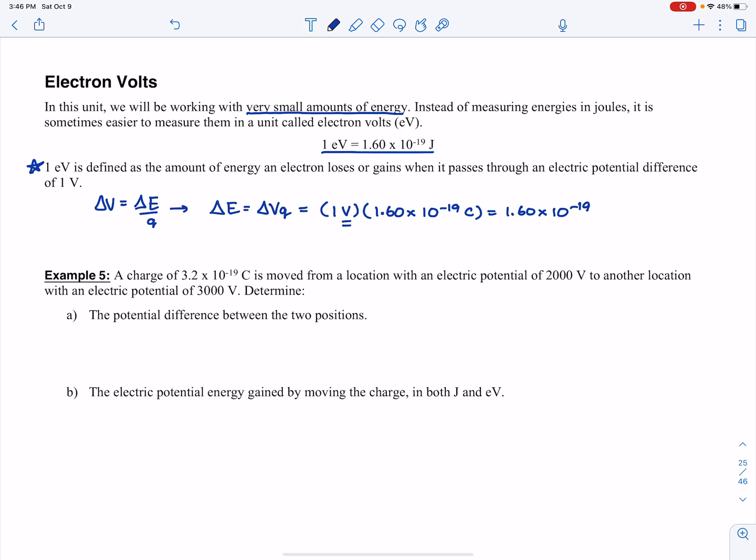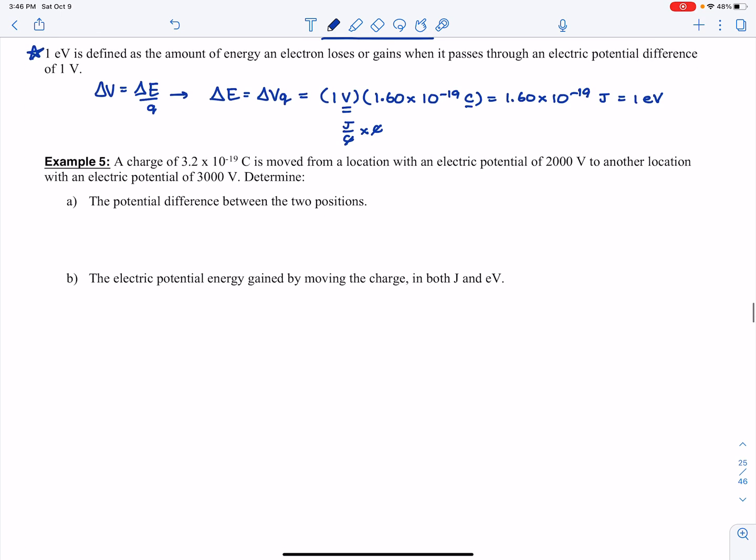But look at the units. So remember, a volt is the same thing as a joule per coulomb, and we're multiplying that by a coulomb. So coulombs cancel, and that gives us joules. But remember we said that amount of energy is also 1 electron volt. So that's where the conversion comes from.